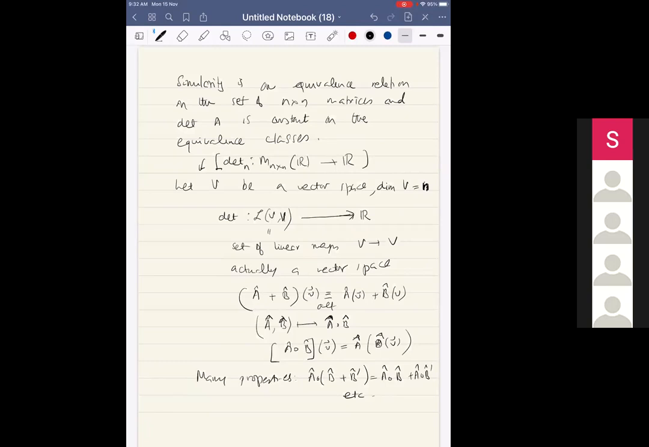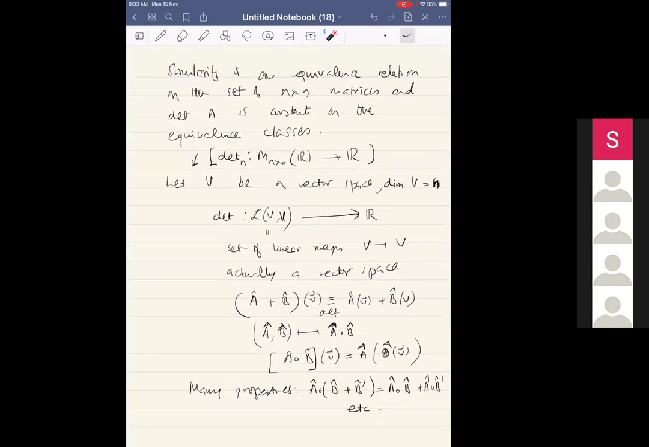Now I move from n by n matrices to linear maps from a vector space to itself. This is the notation we have used for that set: if V is a vector space, curly L of V comma V is my notation for the set of linear maps from V to V. This is not just a set; it is a vector space in its own right, of dimension n squared. You can add linear maps, and you can even multiply them. Multiplication is just composition, and these operations have very nice properties.